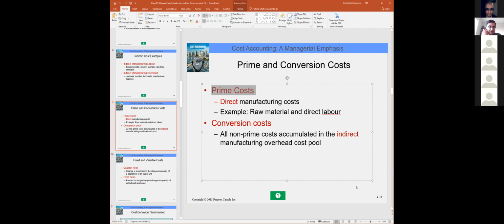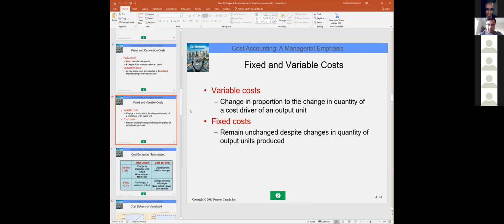Generally, indirect labor costs and the overhead that convert those costs. Okay. And then we've got two very important costs for this course. You're going to see this in every chapter: fixed and variable costs. One of the main differences between management accounting and financial accounting.